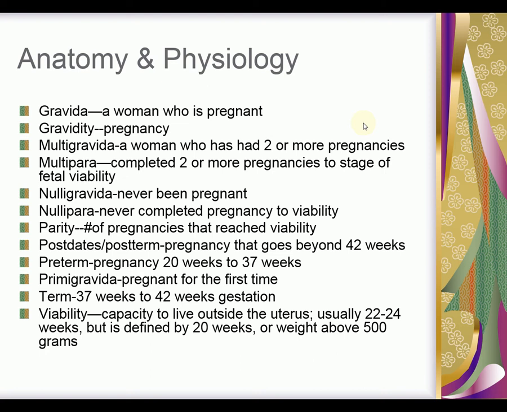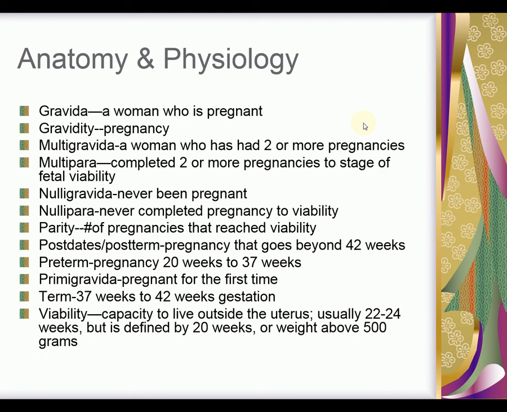Gravida means pregnant. So how many times has she given birth? Para. How many times has she been pregnant? Parity, the number of pregnancies that reach viability. If you had somebody that had a miscarriage at 18 weeks, that is not considered para. That's considered a miscarriage. If she had been 21 weeks, then that would have been considered para.